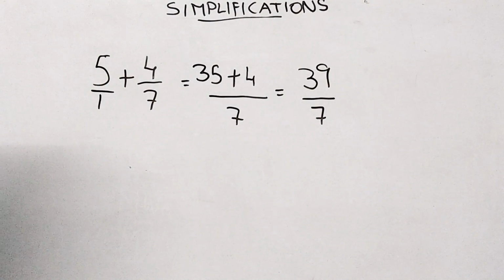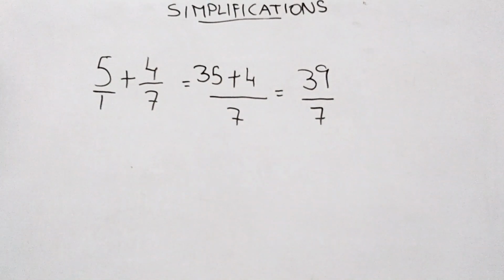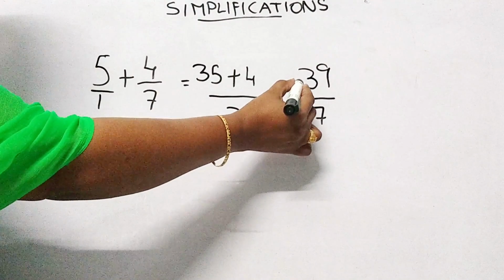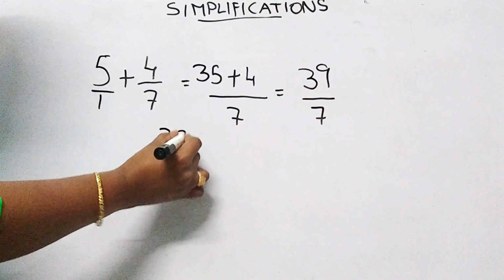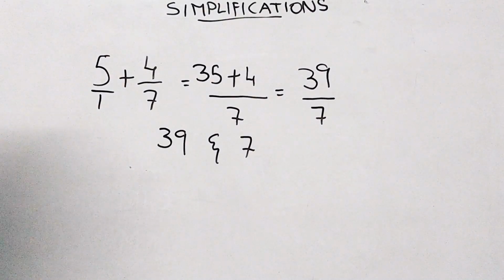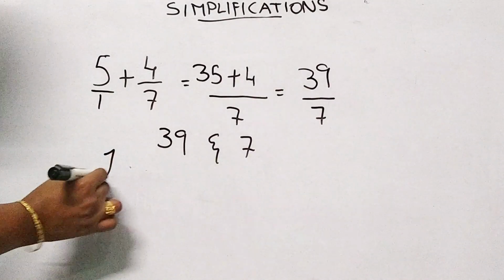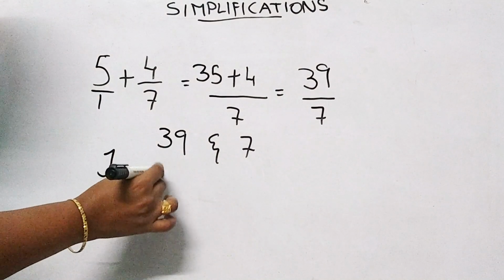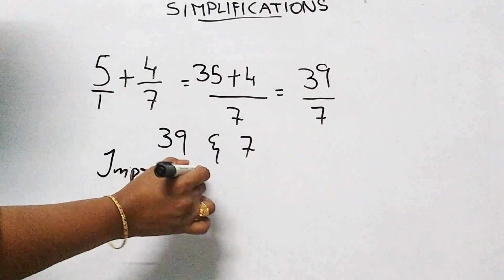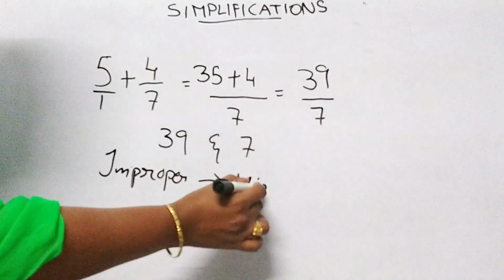But here 39 by 7 is a fraction. But which fraction is it? Here the numerator is 39 and the denominator is 7. So when the denominator is small compared with the numerator, we call that fraction an improper fraction. But an improper fraction, we always convert into a mixed fraction.